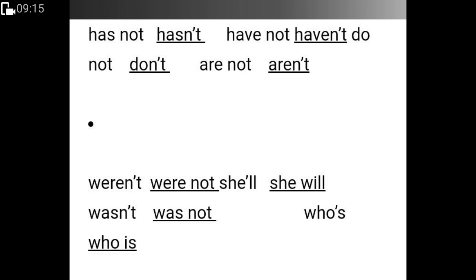Then we came to know about contractions, the short forms of words. When we shorten them, we use an apostrophe. Then we had an exercise of contracting words or writing full forms from contracted words. So that's all for today.